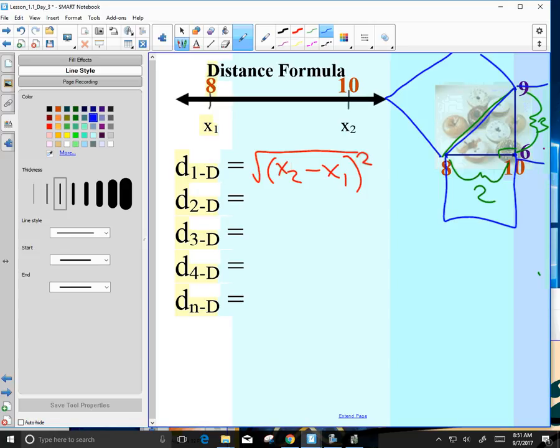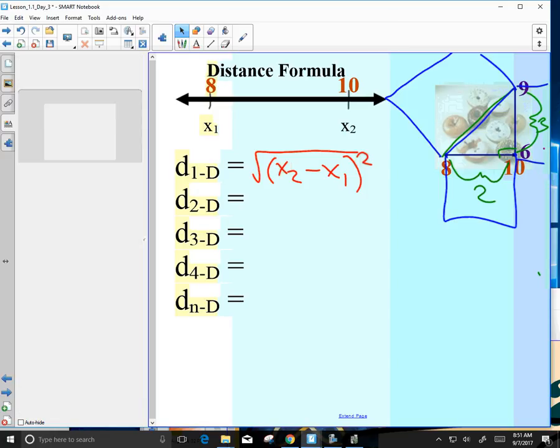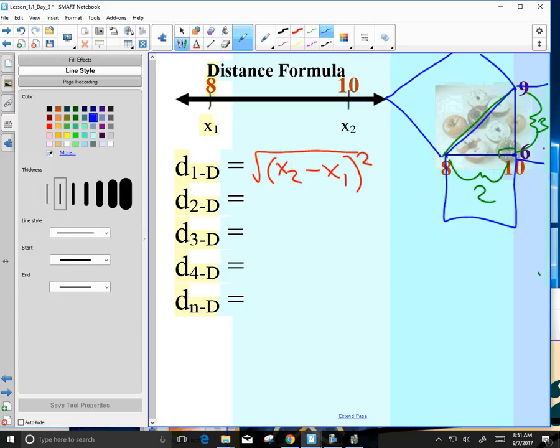Isn't that neat? So that's very old. The Babylonians figured it out independently from the Chinese. All over the world people figured this out: if you took x2 minus x1 and squared it, and then added it to y2 minus y1 squared, you're going to take the square root of that to get the distance. That's Pythagorean theorem. You agree with that?